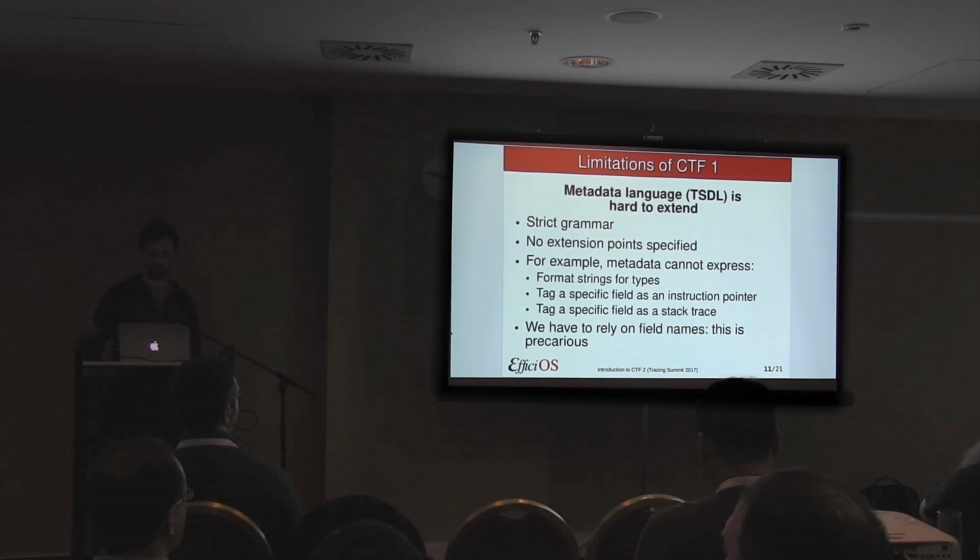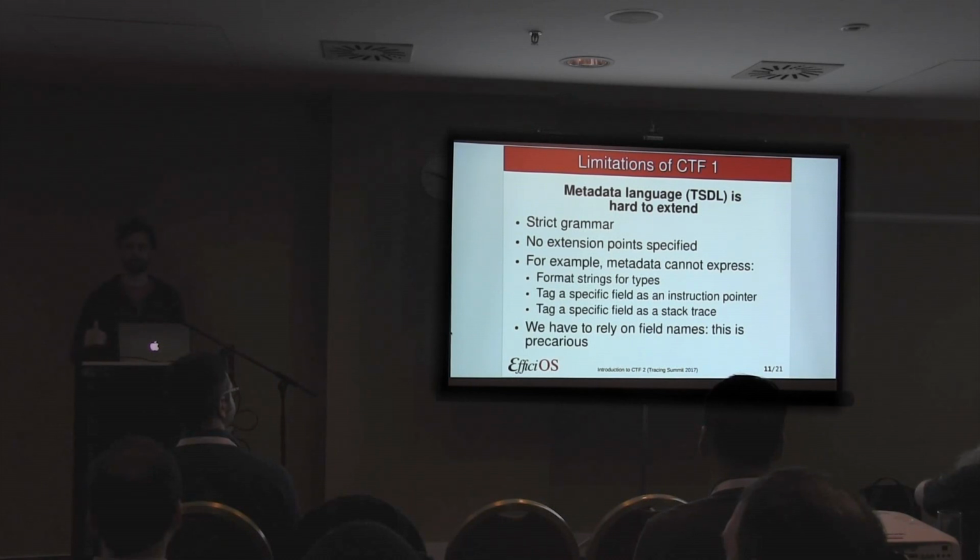For example, having format strings attached to specific types or maybe specific event record classes. ftrace does that. It has a format string for each event description. So we could have this feature too, but there's no place to put it right now in the metadata language. We also want to be able to tag specific fields as being instruction pointers, so as being addresses of instruction pointers. I'll show you an example on the next slide. Or another example, tag a specific field as being a stack trace.